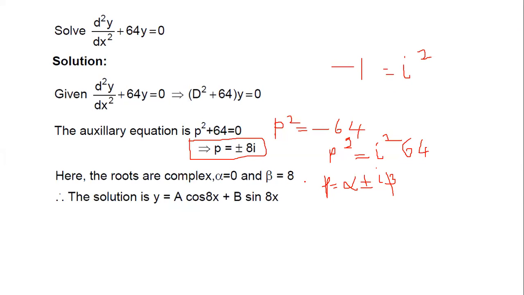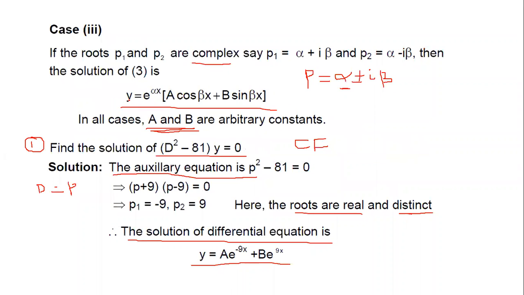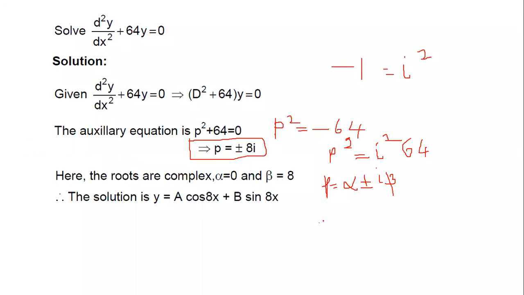So when it is alpha plus or minus i beta, y equal to e power alpha x into a cos beta x plus b sin beta x. And then if you substitute alpha equal to 0 here, then e power 0 into x, e power 0 is 1, and the remaining is a cos beta x plus b sin beta x. That means beta is 8 here, therefore a cos 8x plus b sin 8x is the solution for the third case.